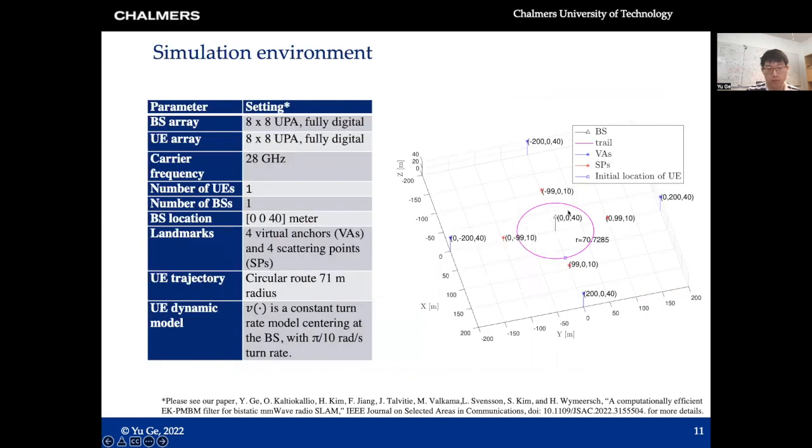This figure shows our simulation environment. There is a base station as the triangle here, and we have 4 different surfaces with the vector angles as these 4 blue stars, and we have 4 scatter points as the red stars here. The vehicle drives around the base station with a constant turn rate. The transmitter and the receiver are both implemented with an 8x8 antenna array, and more details about the parameter settings can be found in our paper.